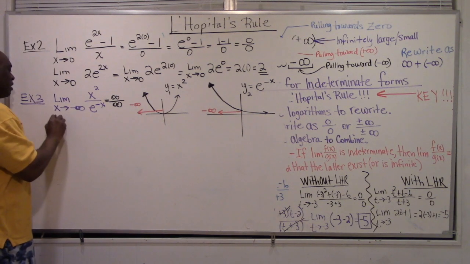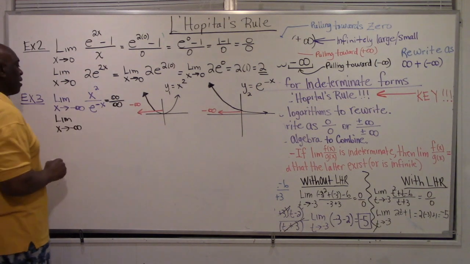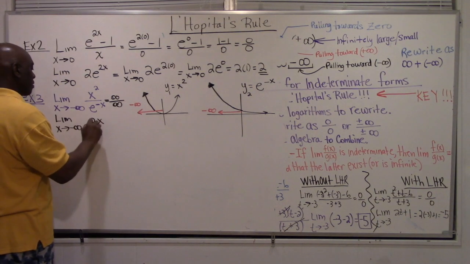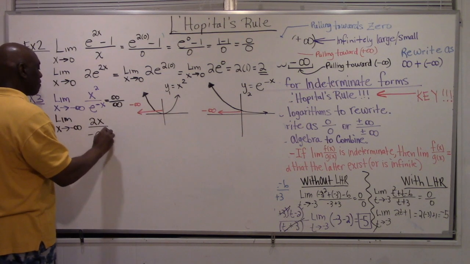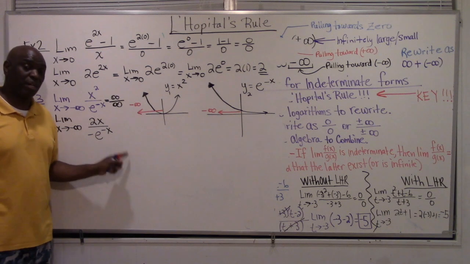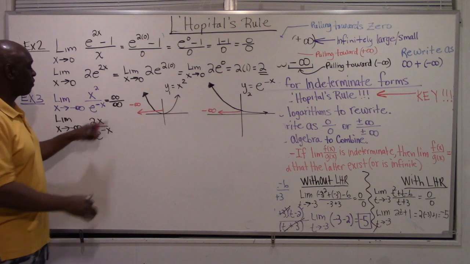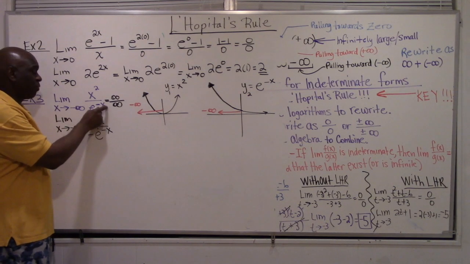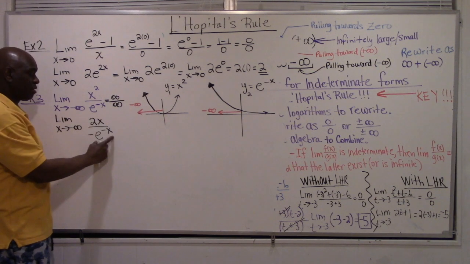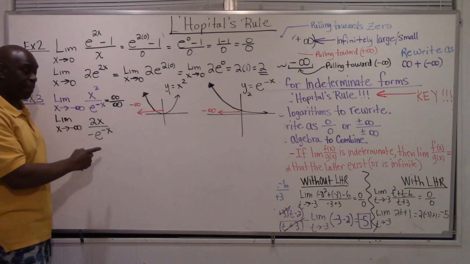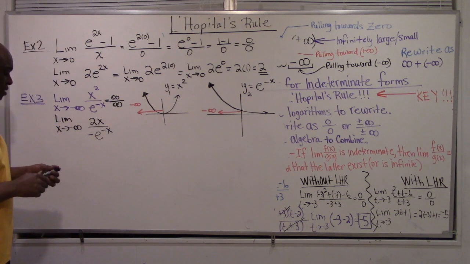So the limit as x approaches negative infinity of 2x divided by negative e to the negative x, because that's the derivative of e to the negative x. Remember, it's the derivative of the differentiable function negative x, which is negative 1, times the actual function itself, e to the negative x. That's what we get. Now let's see what's happening.